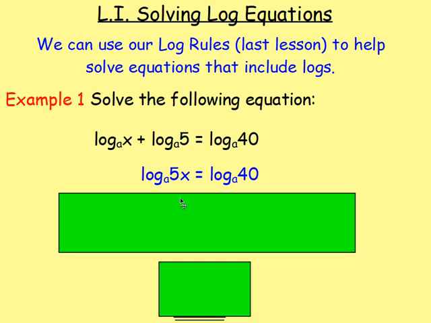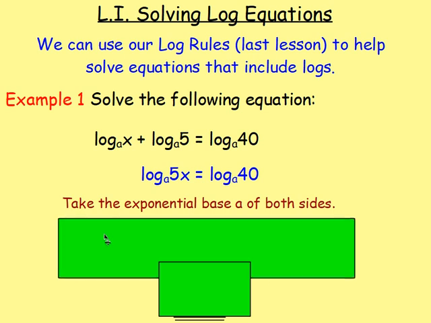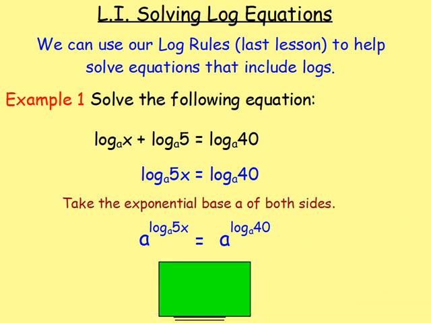What do you want to do now? Well, you need to get rid of logs. To do that, well, the inverse of log is an exponential, so you would take the exponential base a of both sides. So you'd have a to the power of log base a of 5x equals a to the power of log base a of 40. Really, from that, well, you've got log base a and you've got exponential base a. One is the inverse of the other, so they will cancel out, leaving you with 5x and 40. From there, if 5x equals 40, x is going to equal, you got it, well done.